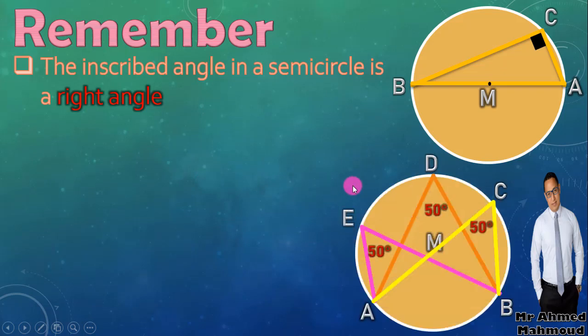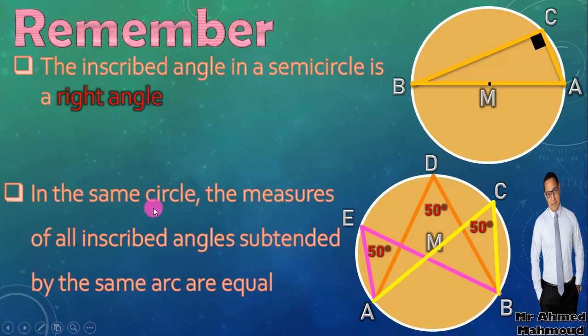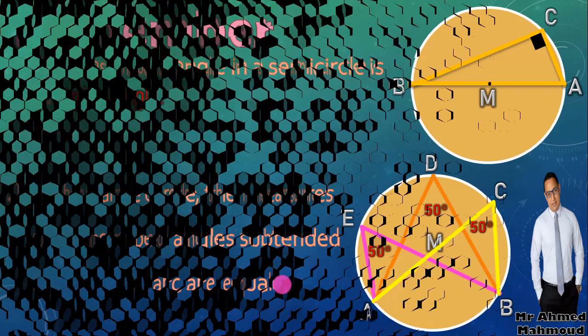And here we have some inscribed angles. If we have inscribed angle C subtending AB, inscribed angle D subtending AB, and inscribed angle E also subtending AB, all of them are subtended by the same arc, so all of them are equal in measure. So in the same circle, the measures of all inscribed angles subtended by the same arc are equal.